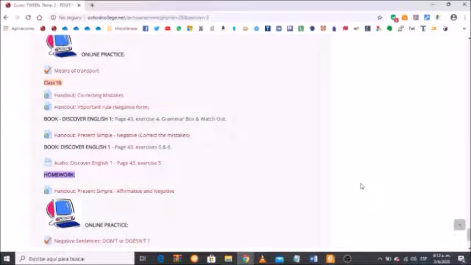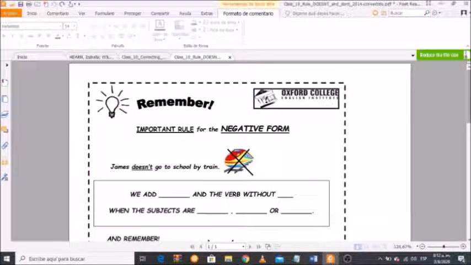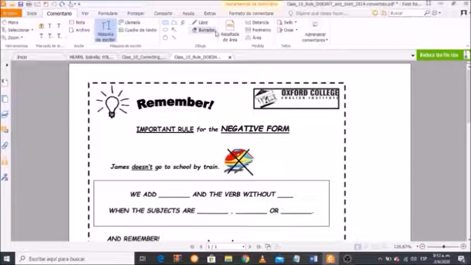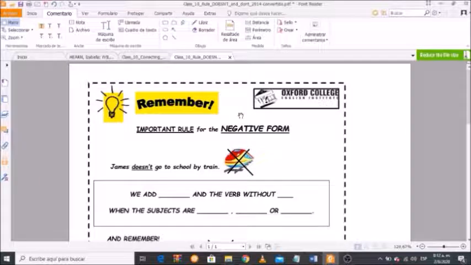Okay, now we're going to work with the handout called Important Rule, Negative Form. Okay, important rule, negative form. So, this is the handout. And pay attention, because it says remember. So, we are going to highlight this. And this as well. Y recuerden también, como siempre les indico, que si tuvieron la posibilidad de imprimir este handout, no deben doblarlo a la hora de pegarlo en la carpeta. Okay, and it says, important rule for the negative form. Okay, for the negative form.